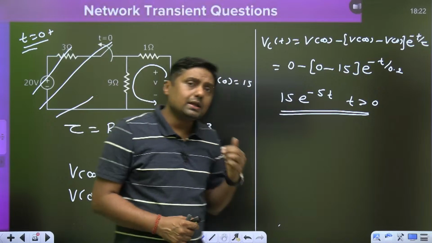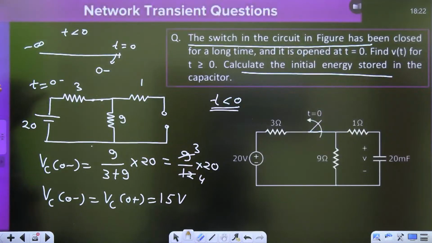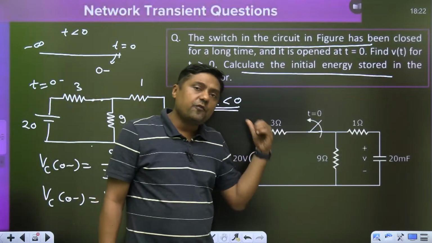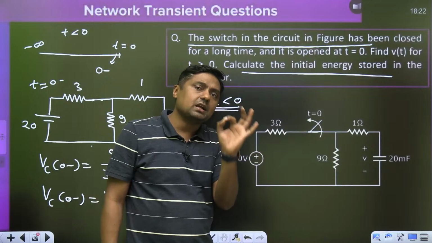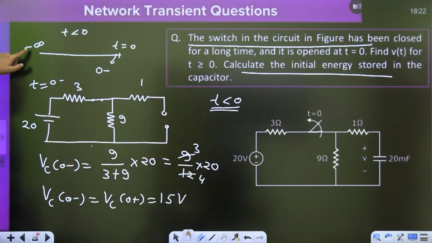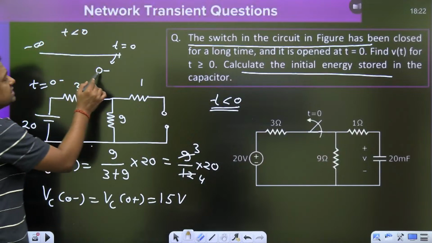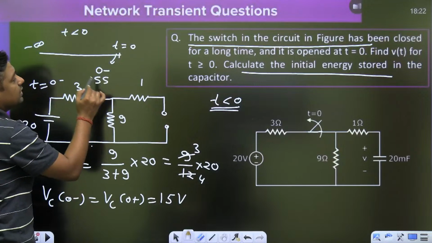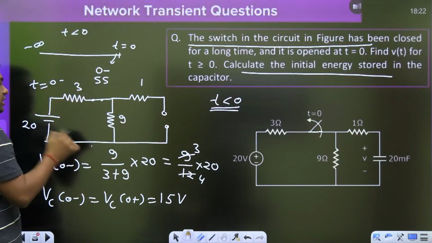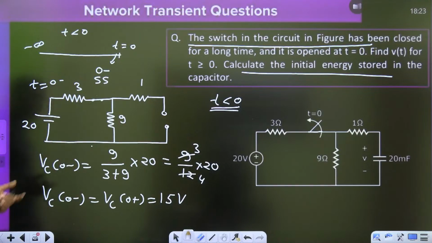So in the exam, don't worry about the question. You have to find the initial condition. Always remember to find the initial condition. First of all, draw the circuit exactly at 0 negative. 0 negative means it is coming from minus infinity to 0 negative, and 0 negative is what? The circuit is under steady state. Therefore, for DC, the capacitor acts as an open circuit. Use the voltage division rule, find the voltage across the capacitor, and this is the 15 volt.